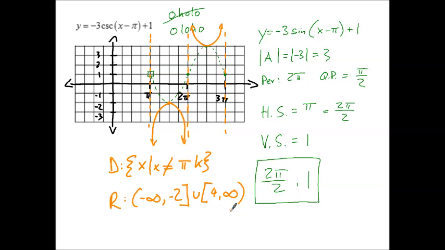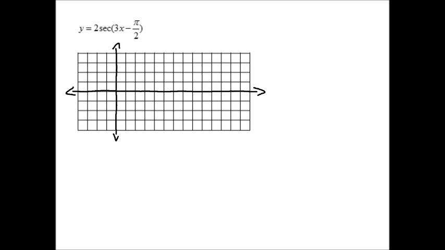Very good. And now on to our last example. We're skipping another one for you to do by yourselves. Here's our last example. Y is equal to 2 secant of 3x minus pi over 2. The secant function is a reciprocal of the cosine function. So now we're going to have our corresponding function. Y is equal to 2 cosine of 3x minus pi over 2.